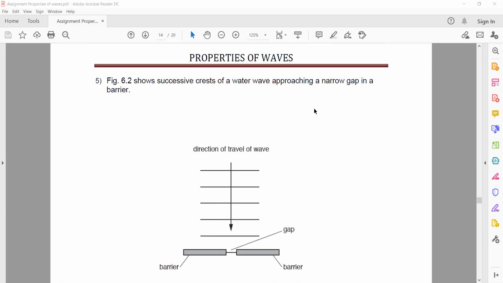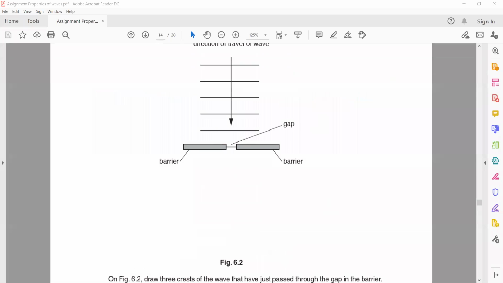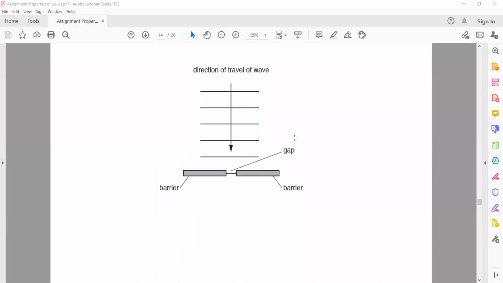The figure shows the successive crests of the water waves approaching a narrow gap. So you have to complete the figure and draw the three crests that have just passed through the gap or the barrier. If it's a narrow gap, if the gap size is smaller than or equal to the wavelength, then maximum diffraction occurs. So you will show greater spreading or a curve.